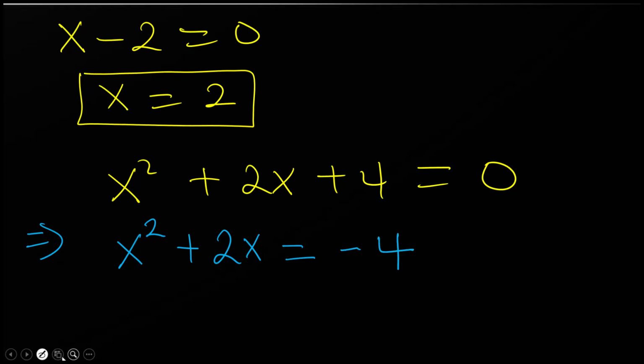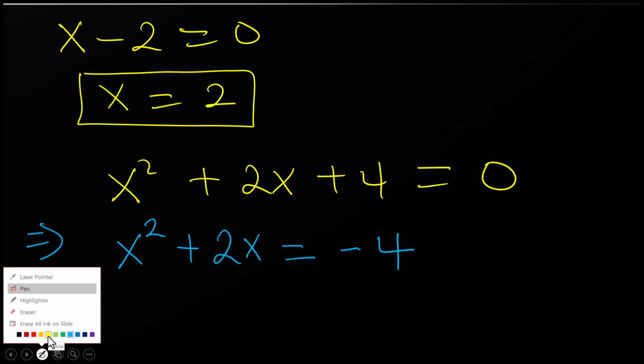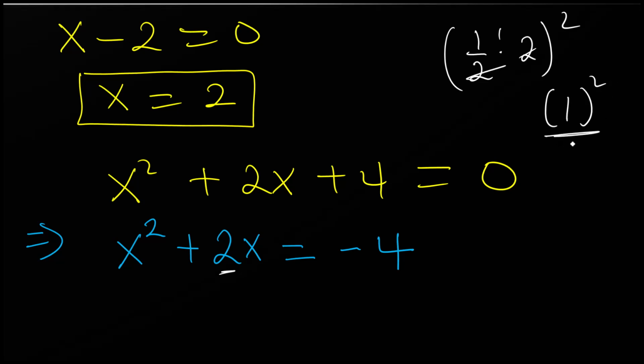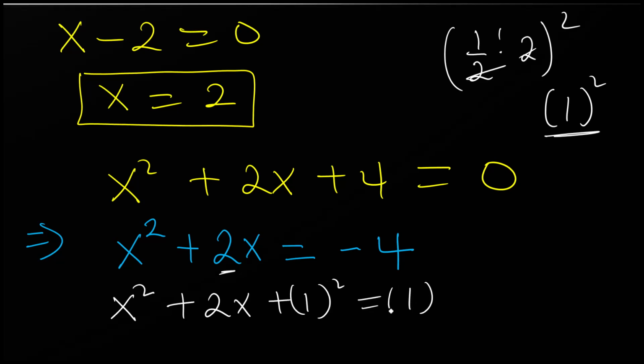Okay, so let's complete the square. Let's focus on the coefficient of x here. So what we are going to do is to multiply the coefficient of x by half and then square the result. So this side will be 1, that will be 1 squared. So we'll add this one to both sides of the equation. So x squared plus 2x plus 1 squared equals 1 squared minus 4.